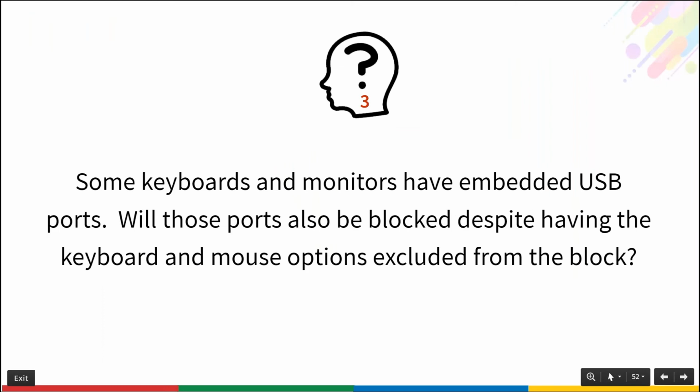Some keyboards and monitors have embedded USB ports. Will those ports also be blocked despite having the keyboard and mouse options excluded from the block? The question is, I exclude keyboard and mouses, but these keyboard and mouses will have inbuilt embedded USB ports. Does it mean those USB ports will be excluded as well? No, that is not the case.